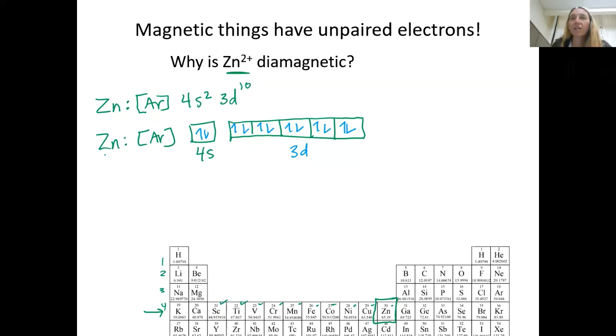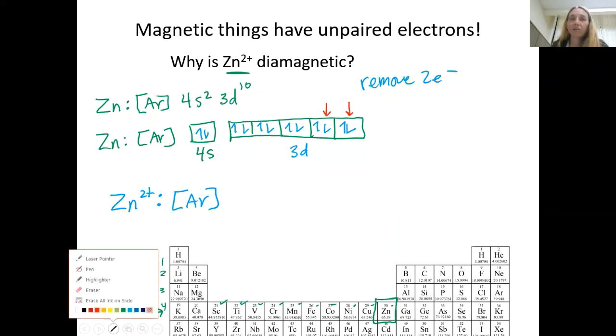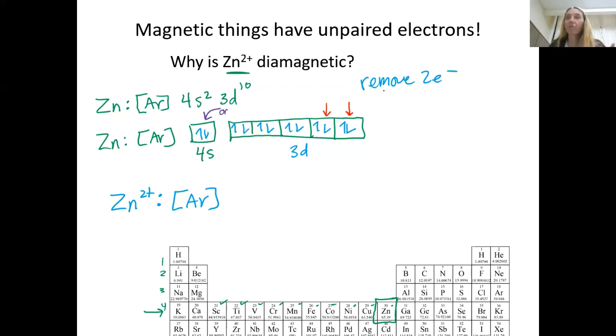Okay, so zinc itself, all of the orbitals are full, right? Now we're looking at zinc 2 plus. Zinc 2 plus is going to have the argon configuration, and now I need to remove 2 electrons. So I have 2 choices. I can remove one of these and one of these, or I can remove both of these. So I can decide where I remove these electrons.